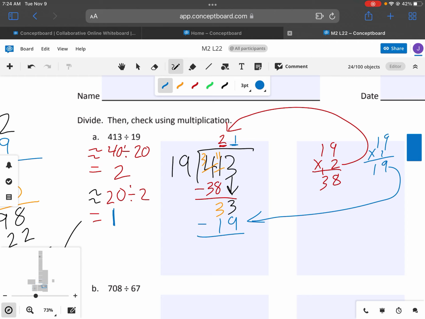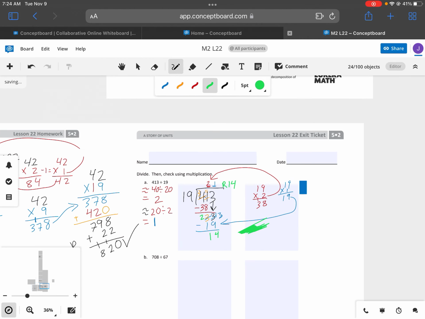You might be saying, Mr. Valdemar, couldn't it be 2? No, we already know it's 38. 19 times 2 is 38, so that's too much. We already know that. So this becomes a 13, and this becomes 2. 13 minus 9 is equal to 4. 2 minus 1 is 1. So we have a remainder of 14.